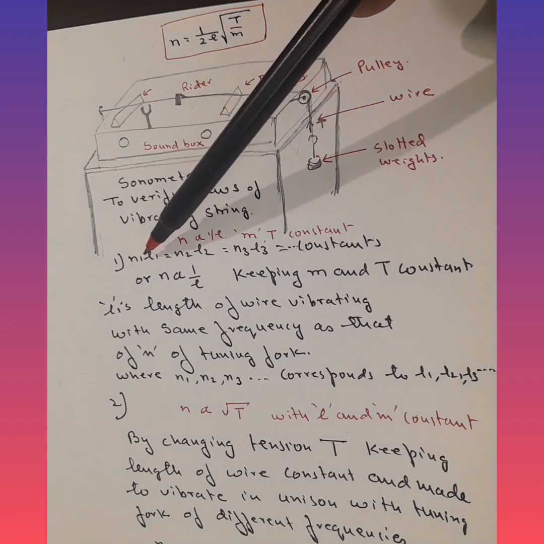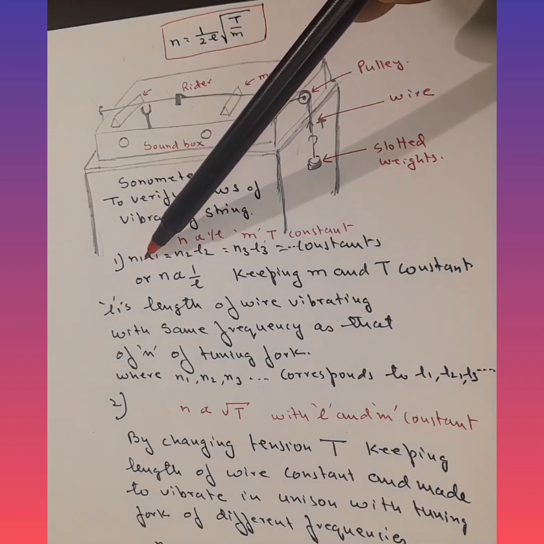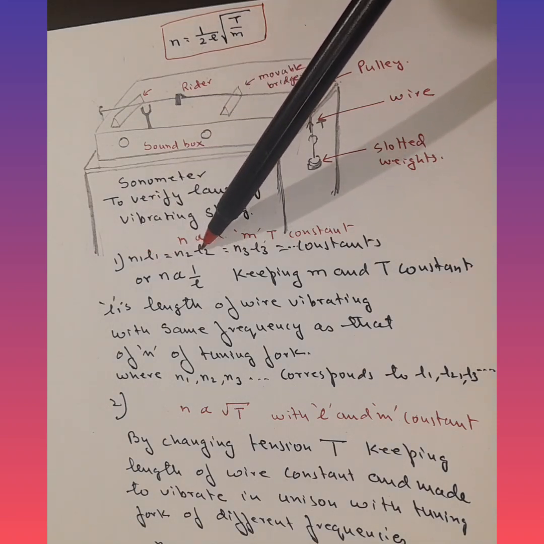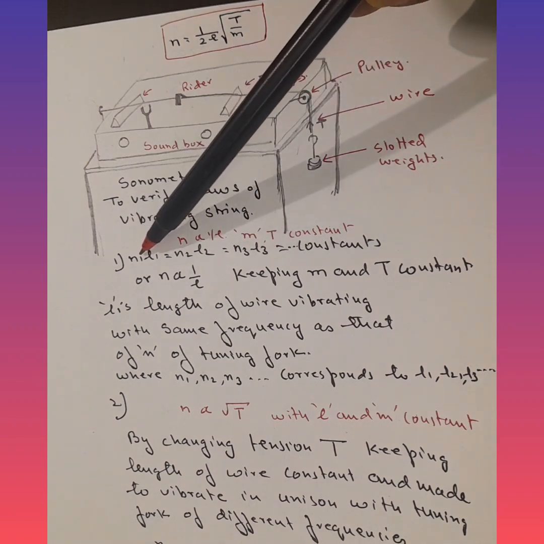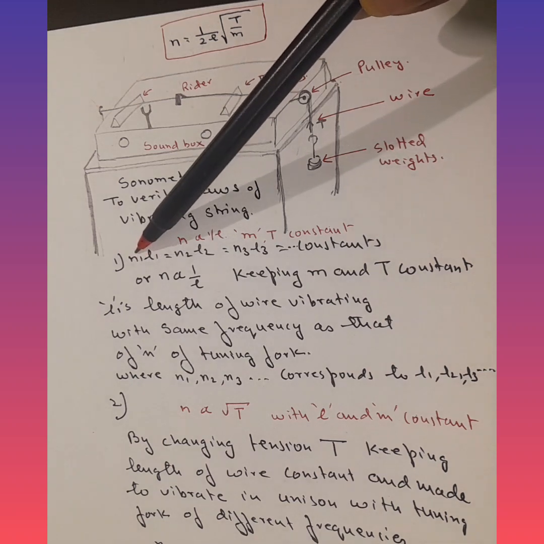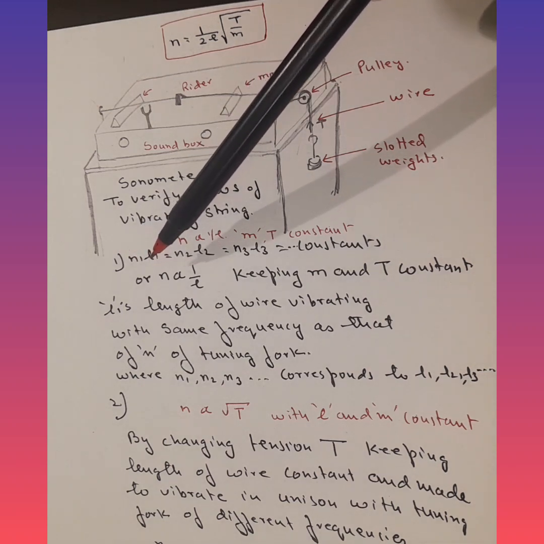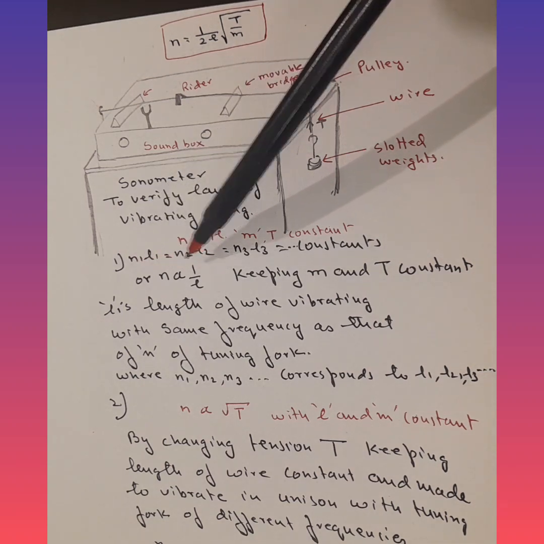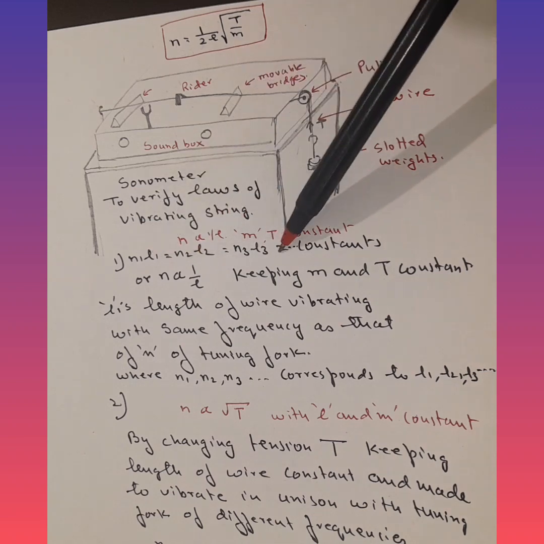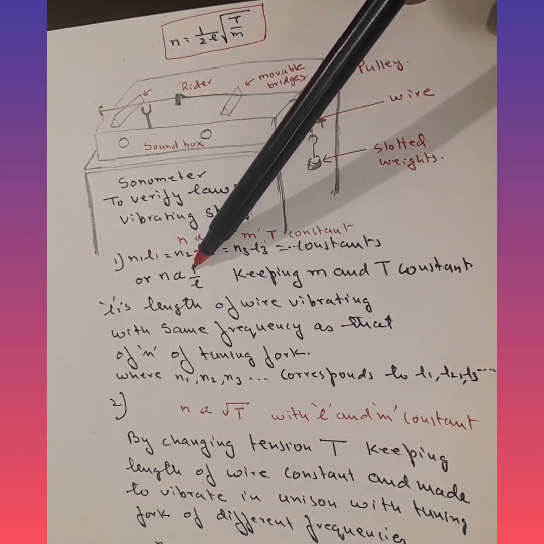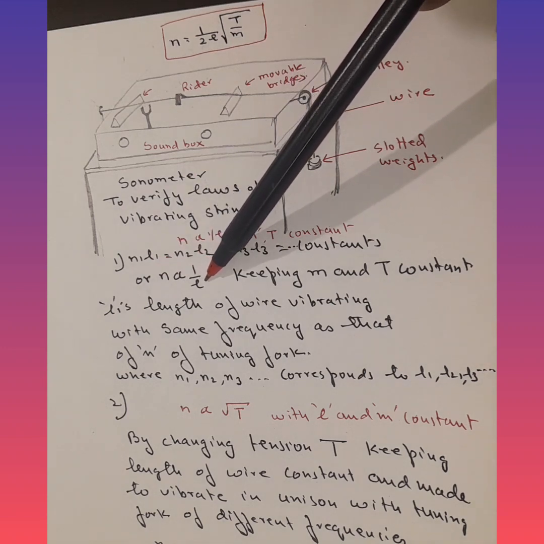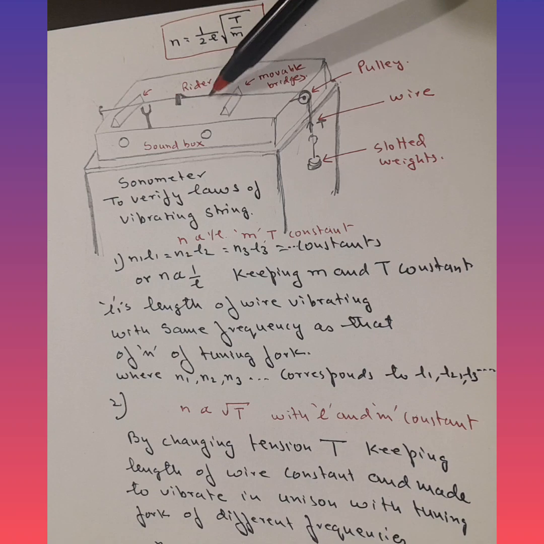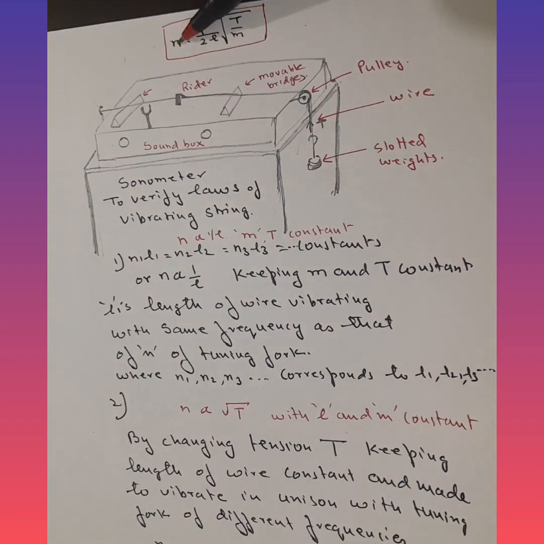We get N1, L1. N1 into L1 is equal to N2 into L2 is equal to N3 into L3. So what we find is that it's constant. If the frequency is more, length would be less. If frequency is less, length would be more, but the product would be constant. Now this itself means that frequency is inversely proportional to length. So N inversely proportional to length, proved.